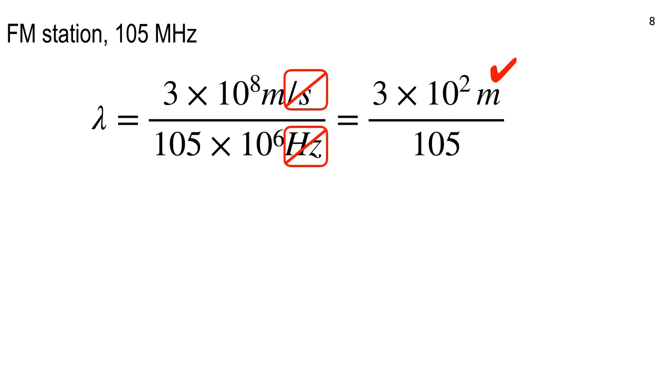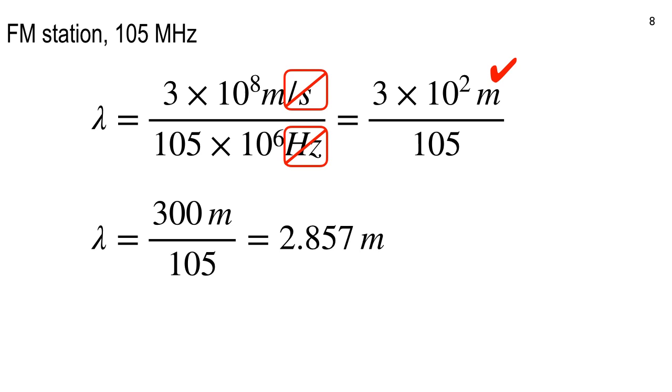Now this one's going to work out kind of nice, because the numerator, 3 times 10 to the second, is just 300, and the denominator is 105. So this is going to be a little bit smaller than 3 in this example. And when you calculate it out, you get 2.857 meters. Then you were asked to round off to the nearest 0.01 meters, and so that would be 2.86. A bunch of you got that one pretty good.